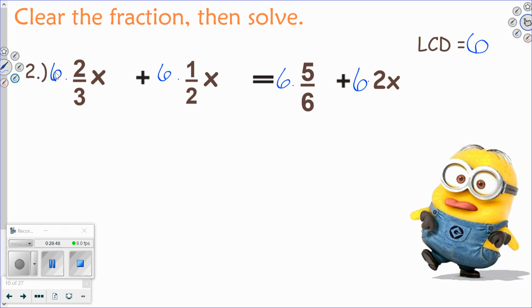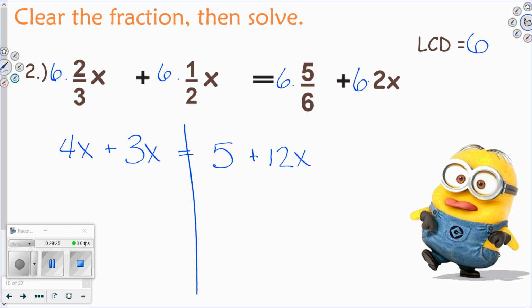6 divided by 3 is 2 times 2 is 4. So I have 4x. 6 divided by 2 is 3 times 1 is 3. So 3x. 6 divided by 6, 1 times 5. And I don't have anything to divide by this time, right? So 6 times 2x is 12x. Look how much nicer that problem looks. Doesn't it look a lot nicer, a lot more doable? I think so. All right, what do you want to do first?